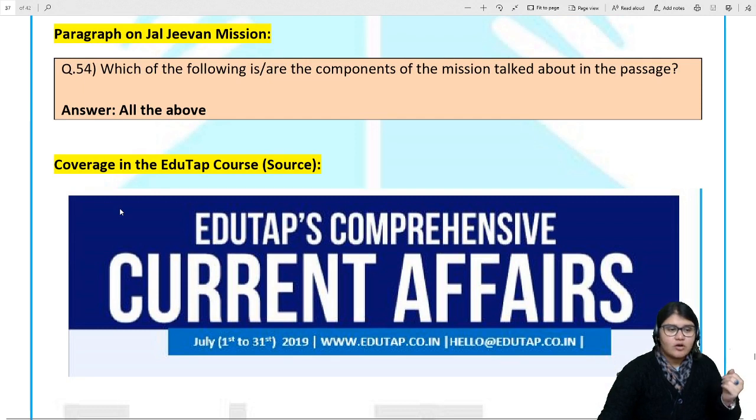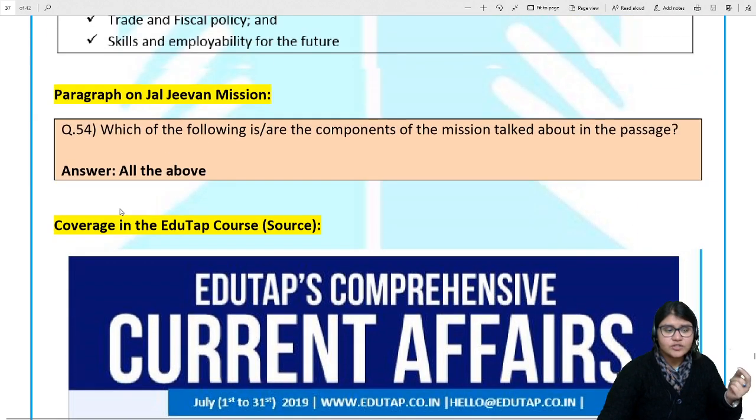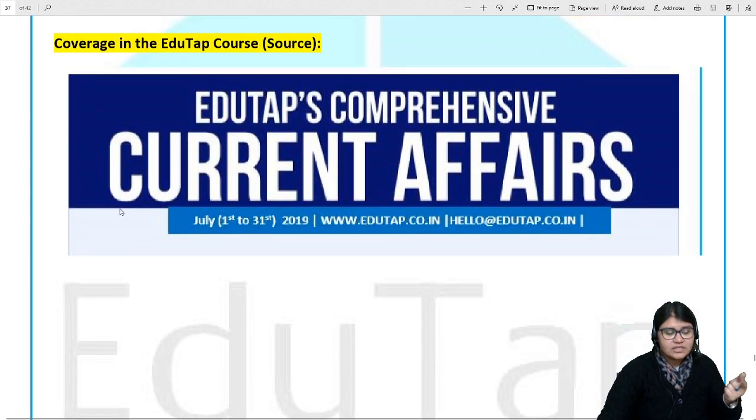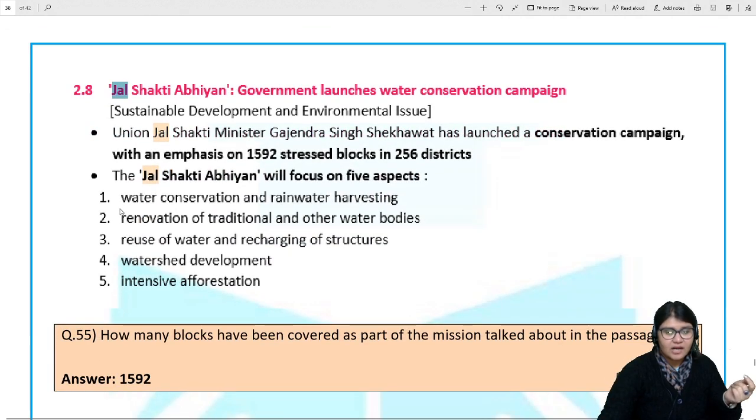Then there was a paragraph on Jal Jeevan Mission or Jal Shakti Abhiyan. So the first question read, which of the following are the components of the mission talked about in the passage? The answer was all the above. So this was covered in the July monthly current affairs magazine. You can see Jal Shakti Abhiyan, government launches water conservation campaign.